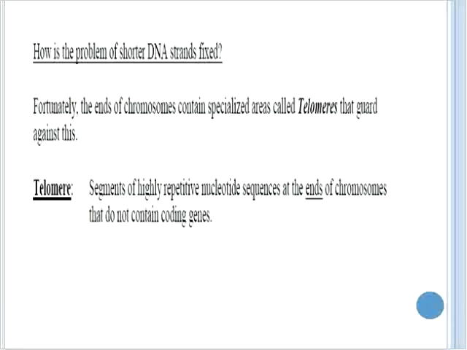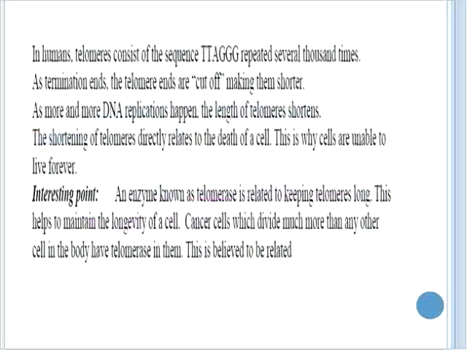So this is solved because the ends of chromosomes contain specialized areas called telomeres that guard against this. By definition, a telomere is a highly repetitive nucleotide sequence at the ends of chromosomes. These do not contain coding genes. In humans, telomeres consist of the sequence TTAGGG, which is repeated several thousand times.